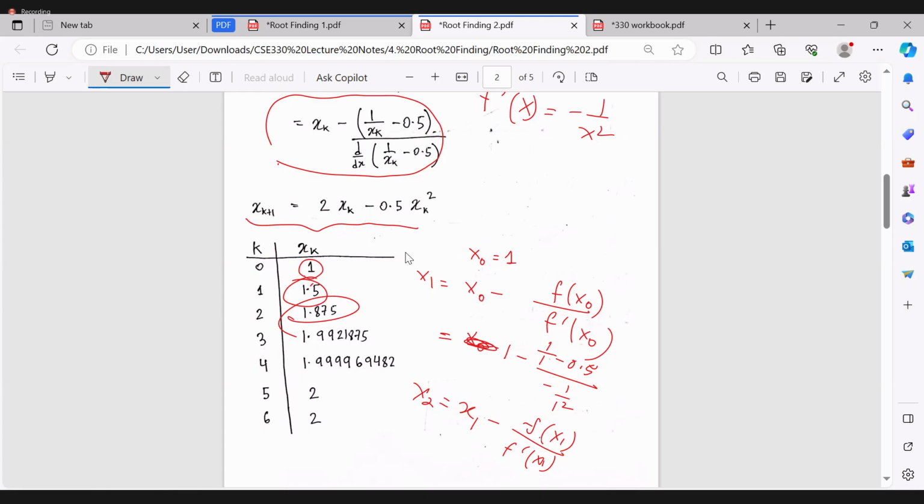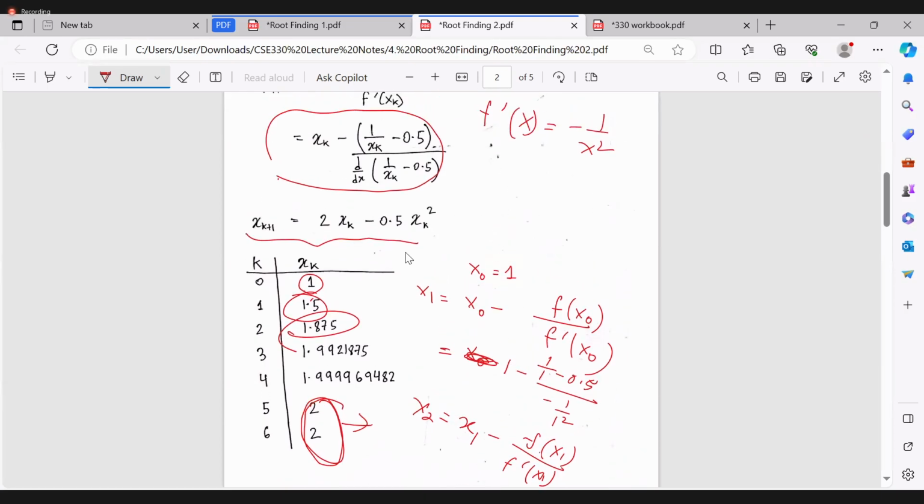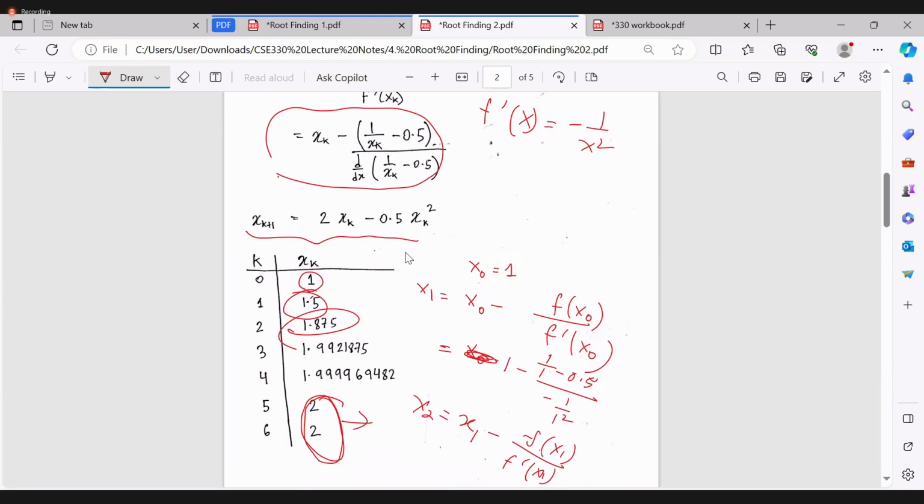As you go on, you see after iteration 5 and 6, the value doesn't change. The value is fixed on something. So we can just say that yes, we have reached our root. Since it's not changing, that means you have reached a root. However, I have already told you in bisection as well that you will not always reach the exact root.